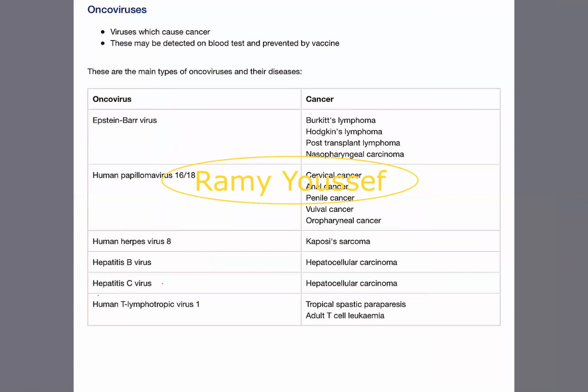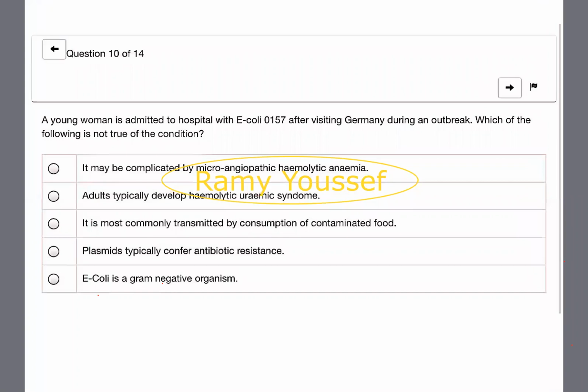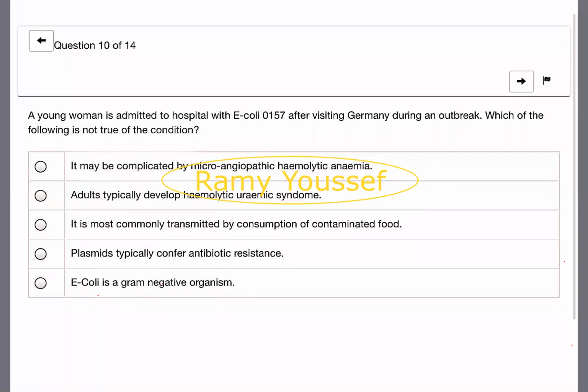Next question, Dr. Ghada, tafaddal. A young woman is admitted to the hospital with E. coli O157 after visiting Germany during an outbreak. Which of the following is not true of the condition? It may be complicated by microangiopathic hemolytic anemia. This is true.